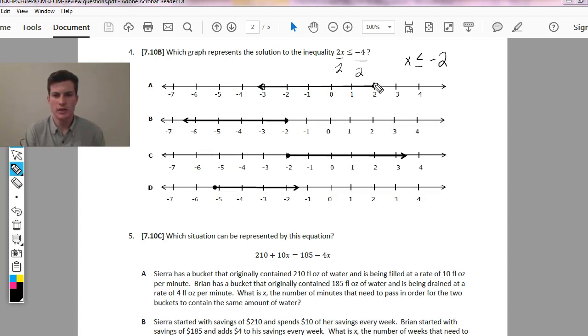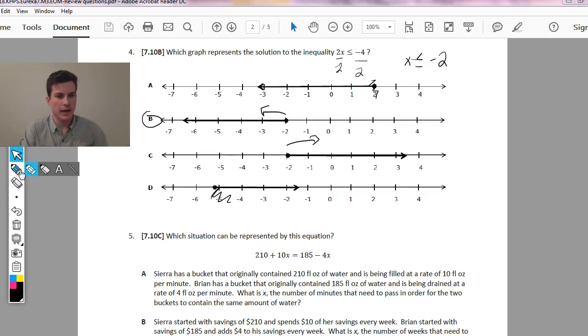Which one is that? No, it starts at 2. Okay, this one starts at -2, but, or sorry, I skipped this one. This one starts at -2 and it goes to the left, so anything less than, so that looks good. Let's double check. This is -2 and greater, not what we want. This one doesn't start at -2 at all. So B for number 4.